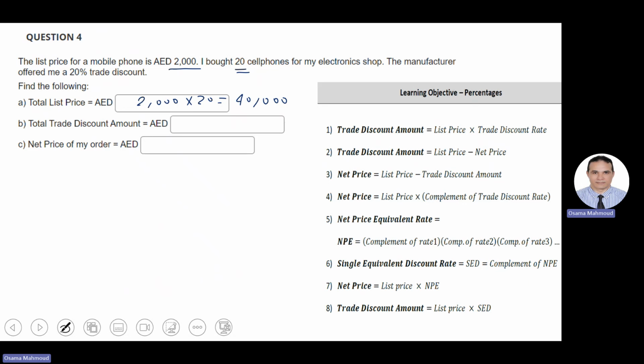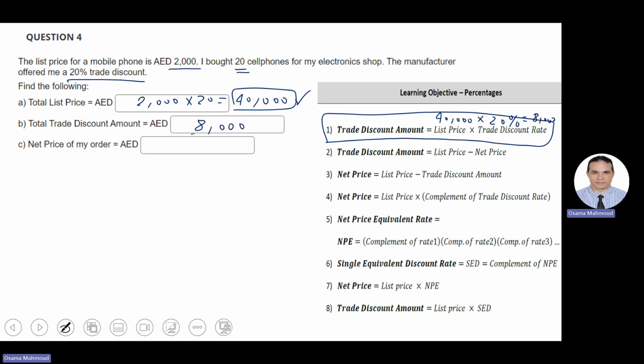Okay. In the next part, total trade discount amount. This is the trade discount amount. Here it is, right? So I get the list price. I just found the list price in the first part, right? So the list price is 40,000. Multiply by the trade discount rate, yes, 20%. So multiply by 20%, what do you have? $8,000, yes.